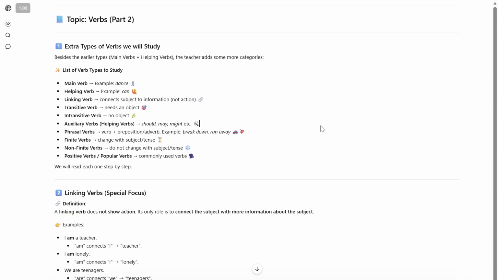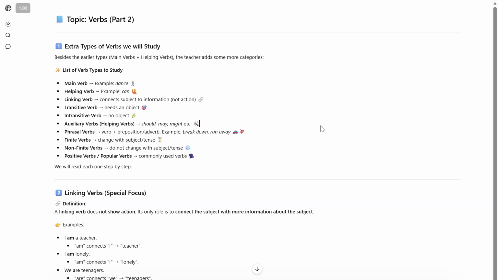Verbs, Part 2. Extra types of verbs we will study. Besides the earlier types, main verbs and helping verbs, the teacher adds some more categories. List of verb types to study. Main verb, example: dance. Helping verb, example: can. Linking verb: connects subject to information, not action. Transitive verb needs an object. Intransitive verb, no object. Auxiliary verbs, helping verbs: should, may, might, etc.